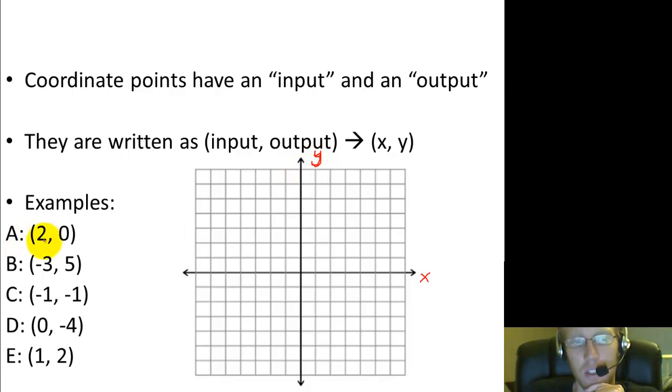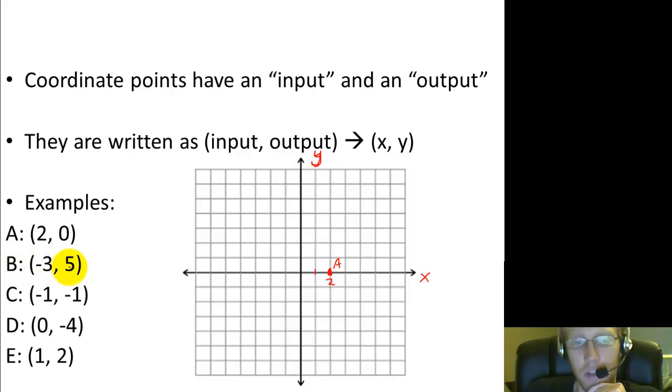So let's plot some points. The first point, (2, 0). The input is 2, so on the input axis, the x-axis, I go over 2 units, and it's good to label. And I go up 0, so I haven't gone up at all. So my point is right here. Point A is plotted right there at (2, 0).